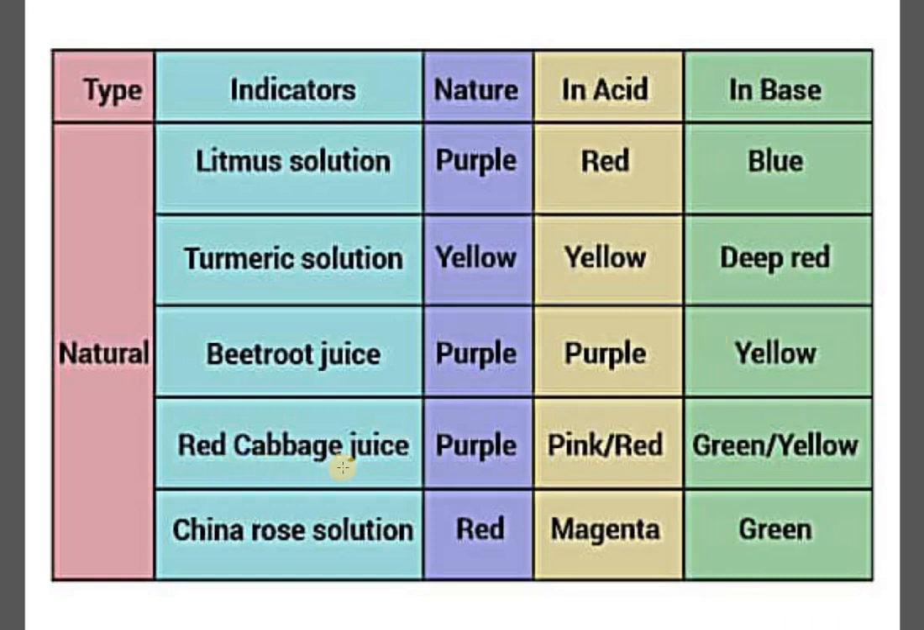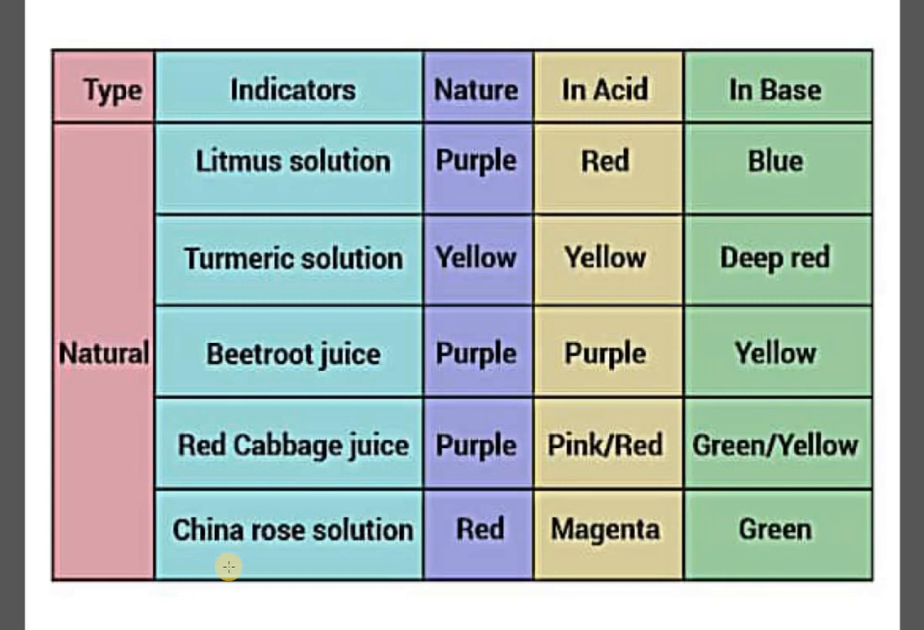Now, red cabbage juice is also one of the indicators, in which purple is the original color. It converts from purple to pink or red when it comes in contact with an acid, and turns green or yellow when it comes in contact with a base.